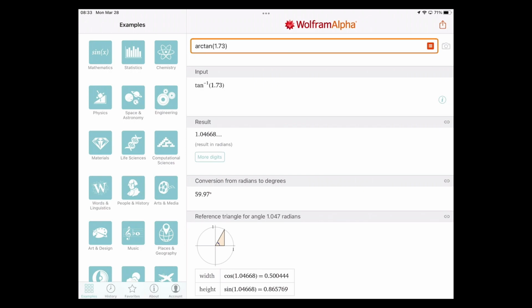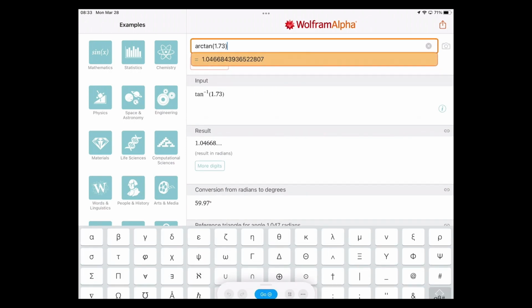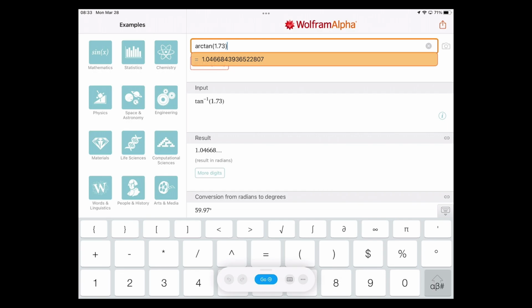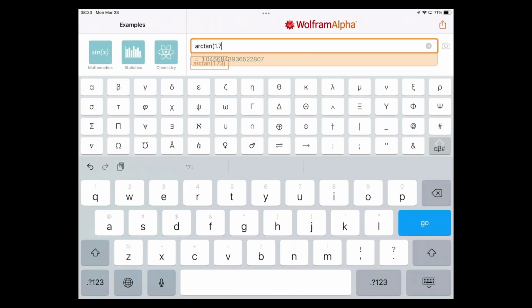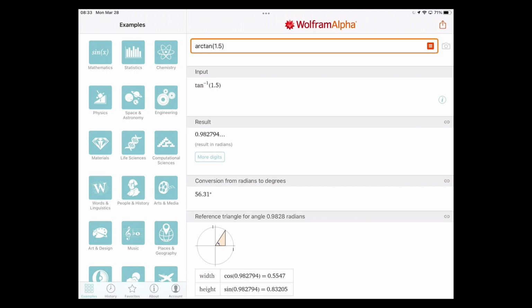So let's say that I change this from 1.73 to like 1.5. Then it's not a special angle, one that we learned off the unit circle. There's no way around figuring it out numerically without a calculator.